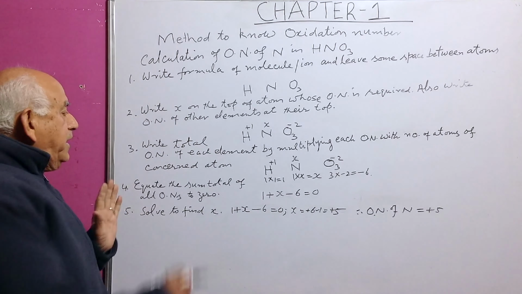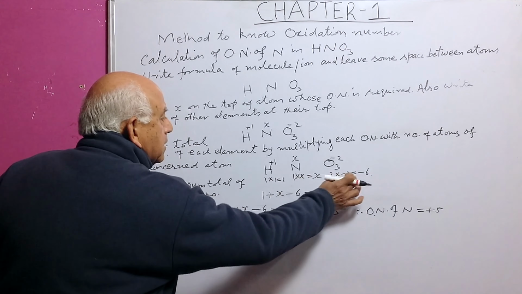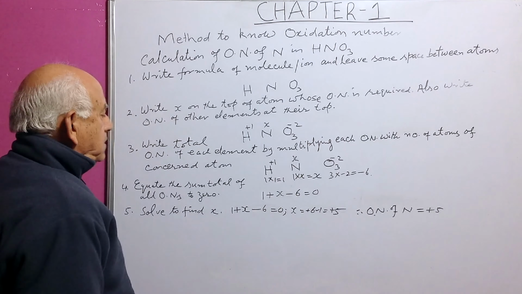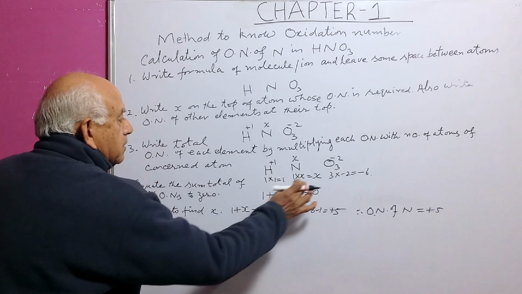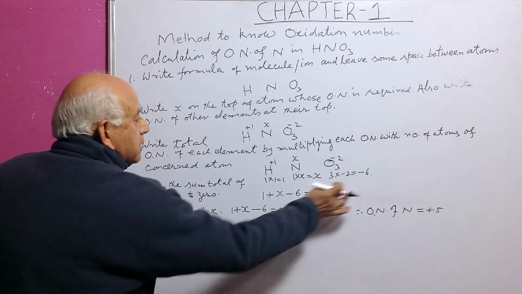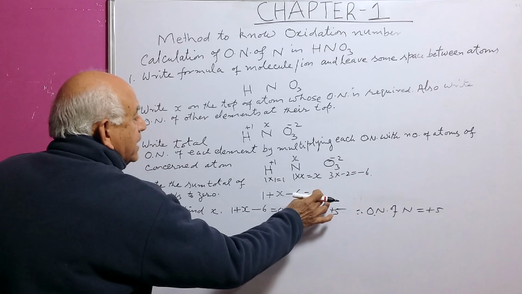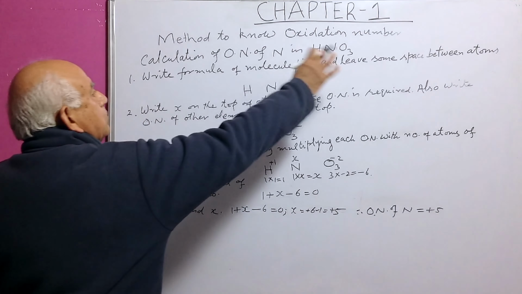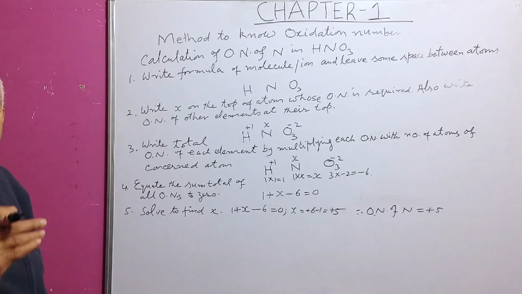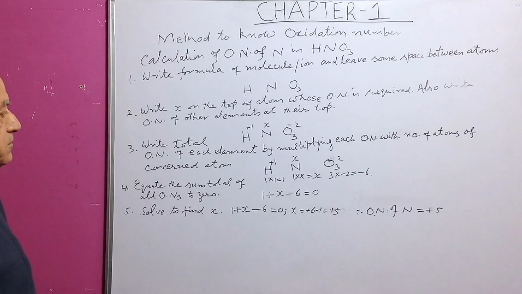Now, equate the sum. Now, sum total of all these oxidation numbers, that is 1 plus X minus 6, is equal to 0. Why 0? Because this molecule is a neutral molecule, as I have already told you in the rules.